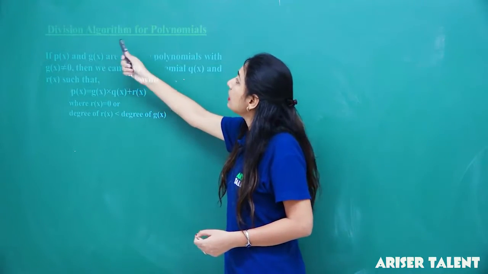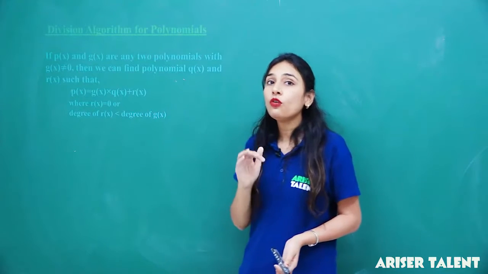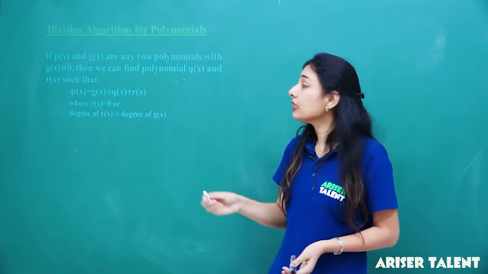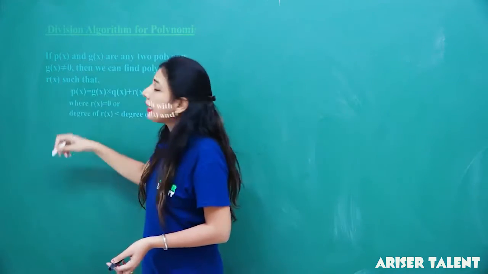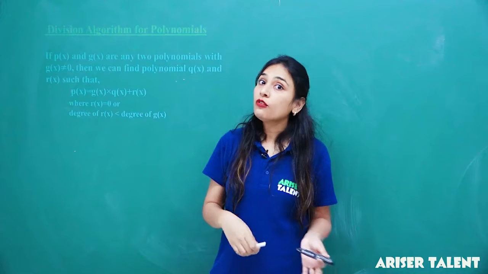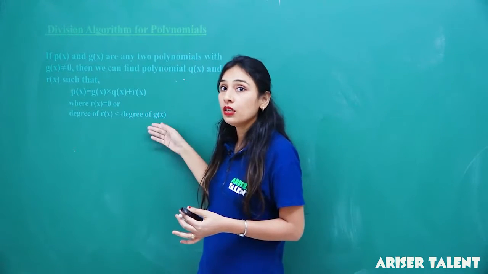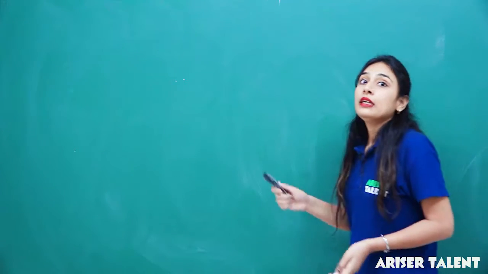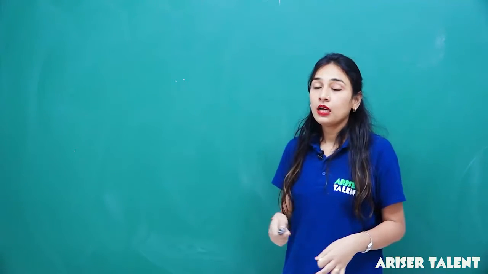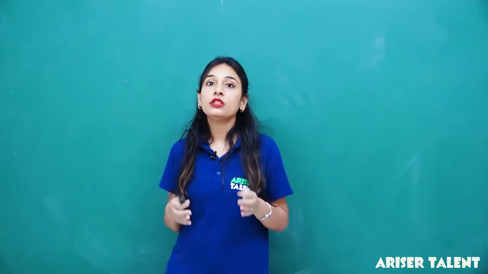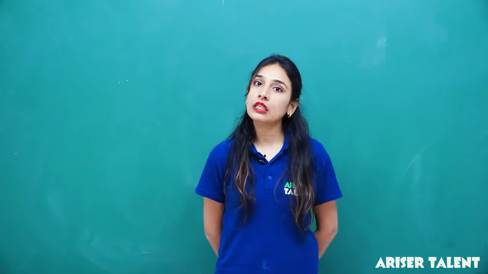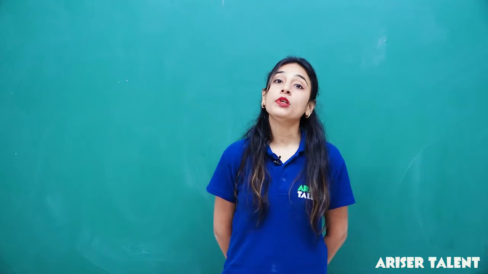Then we studied the division algorithm for polynomials. It was something like the division lemma, Euclid's division lemma. That was for numbers, and this is for polynomials. So this is the complete class we have studied in our chapter 2. As we have discussed in our slides, we have covered the complete course of chapter 2.